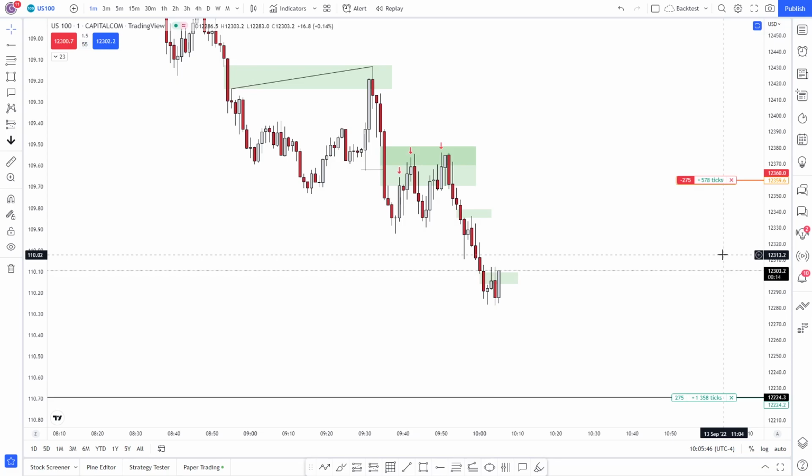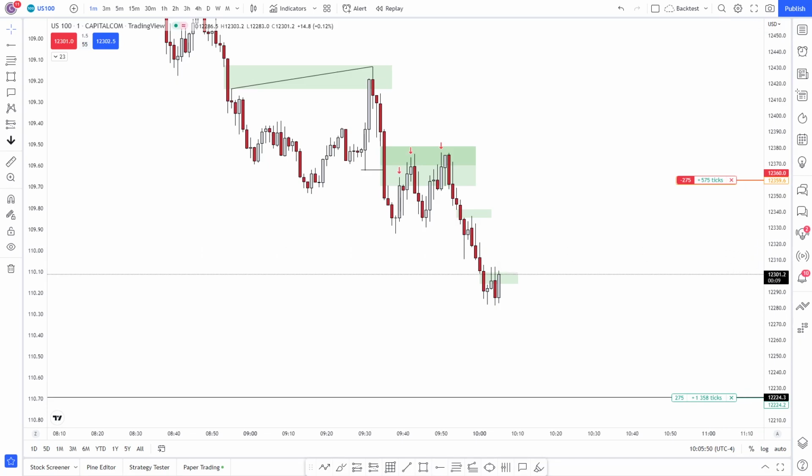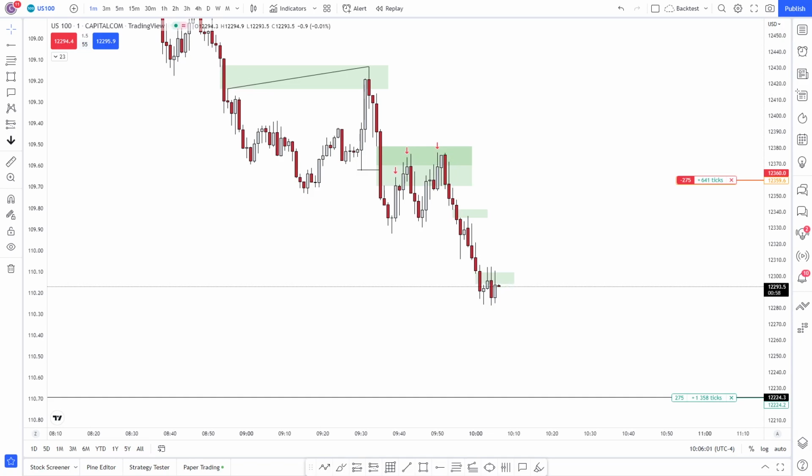Okay, let's see how these candles close. However, all in all now, we should be fine on the direction right now. We should be going down for sure.